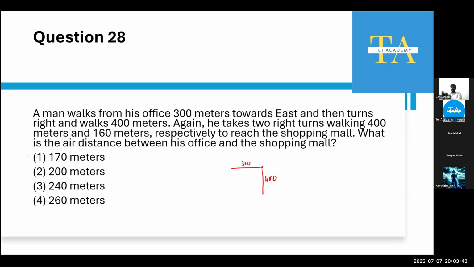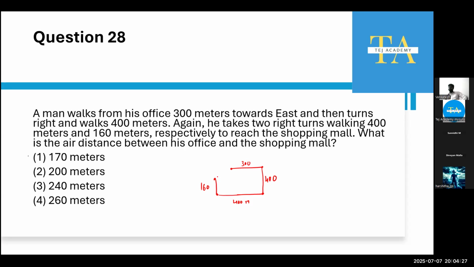And to the south direction, to the right means, if I am here facing south, my left goes to the right, right goes to the left. So right, he traveled 400 meters. Again, he took the right. He traveled 160 meters. So 160 meters to the west, to the right, that is the north direction, 160 meters. So this is his office and he reached the shopping mall.